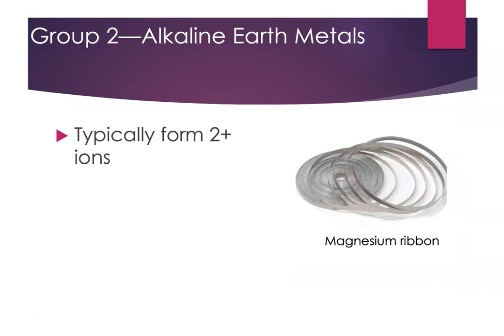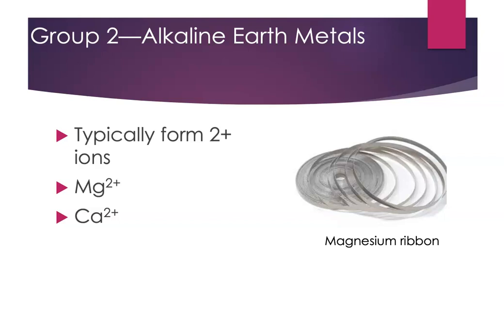The other thing I wanted to mention about the group 2 elements is that they typically form ions with a 2+ charge. Magnesium ion, calcium ion, strontium ion, they're all 2+, and they're in group 2. Well, that's really convenient, and it makes it easy to remember. I've got a picture here of magnesium ribbon, which is a very common form of magnesium, one you might use in lab this year. I know my students certainly will. And is there anything else I need to say about the alkaline earth metals?